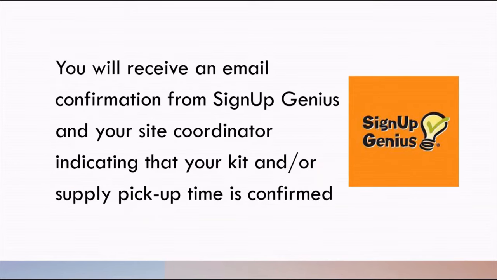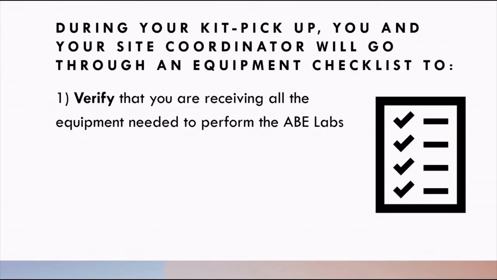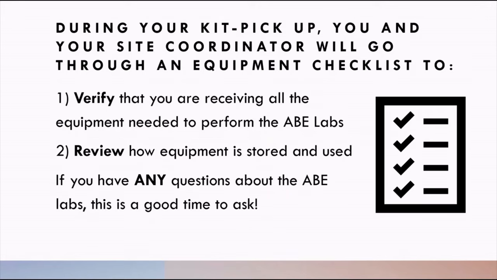Once you submit your Sign-Up Genius form, you will receive an email confirmation from Sign-Up Genius and your site coordinator indicating that your kit and/or supply pickup time has been confirmed. During your kit pickup, you and your site coordinator will go through an equipment checklist to 1. Verify that you're receiving all the equipment needed to perform the ABE labs, and 2. To review how equipment is stored and used. If you have any questions about the ABE labs, this is a great time to ask.